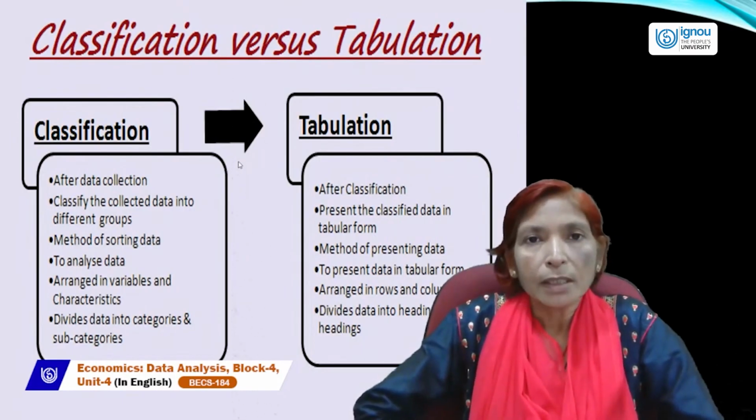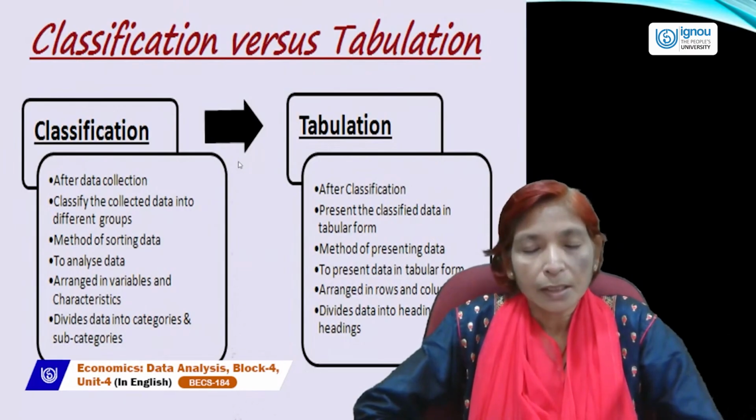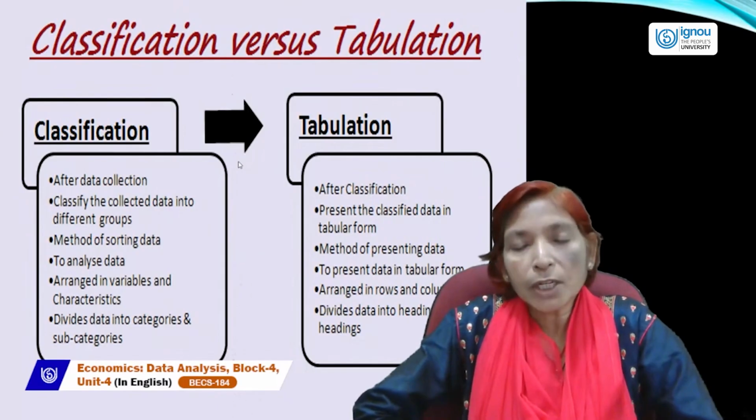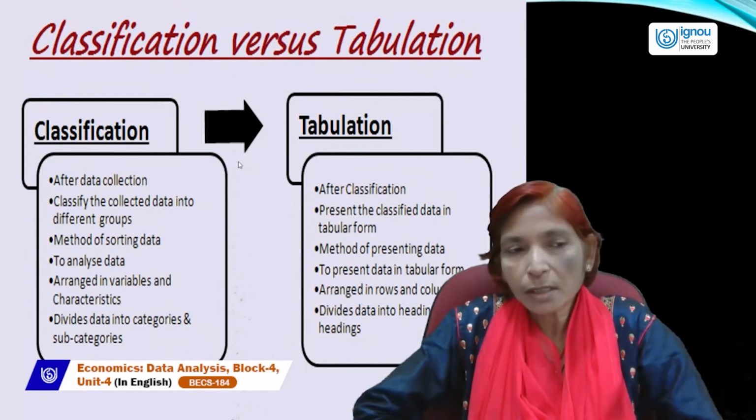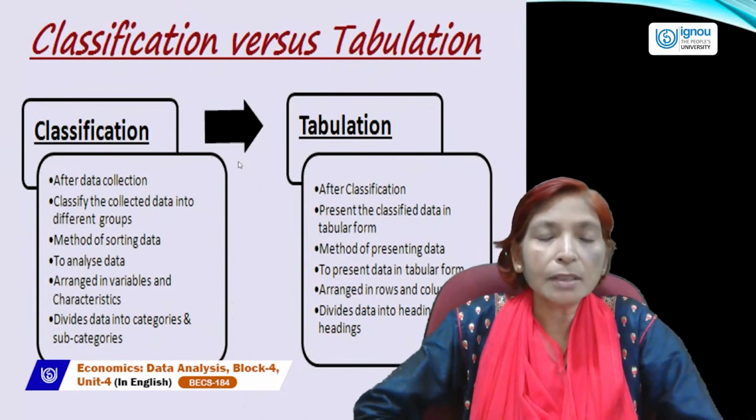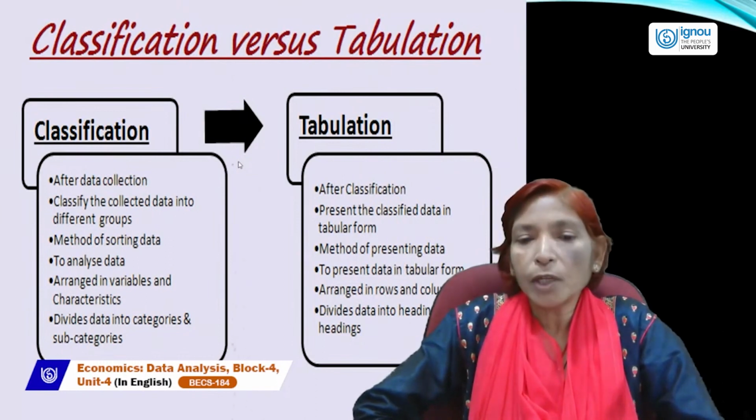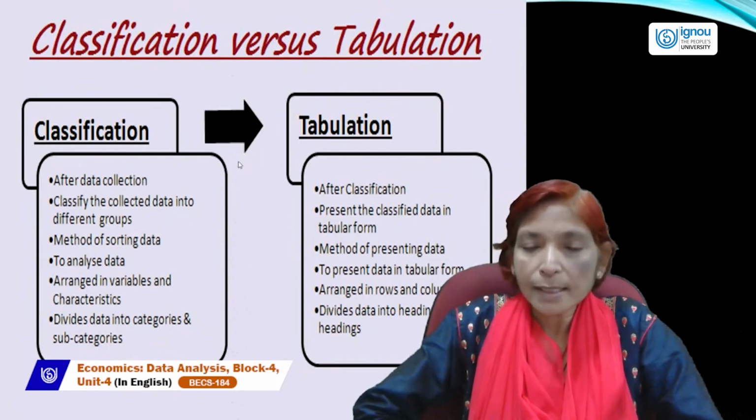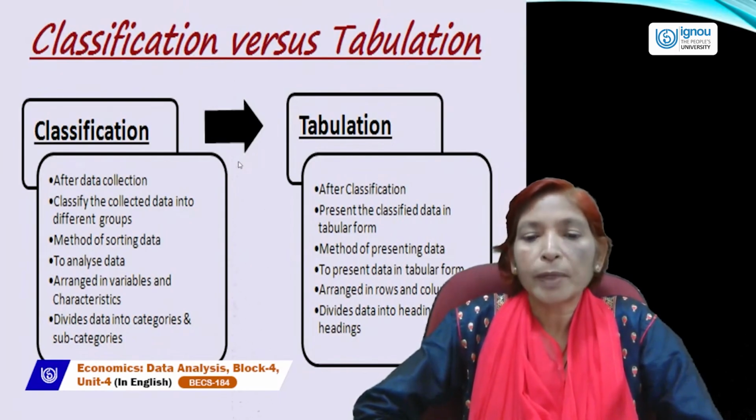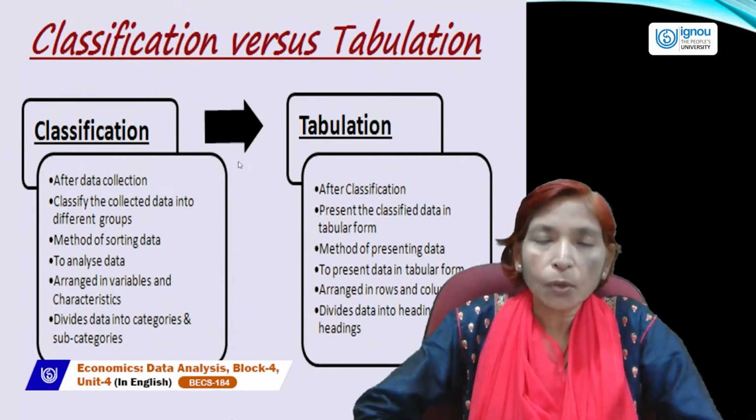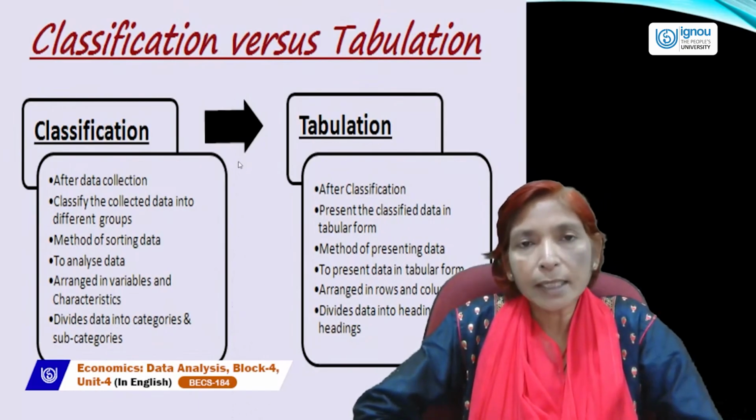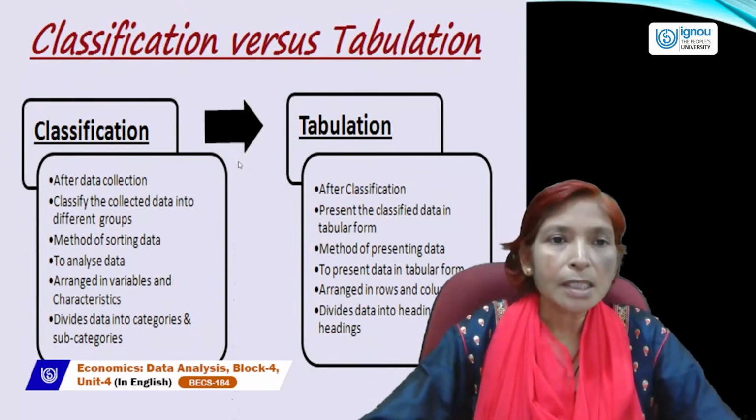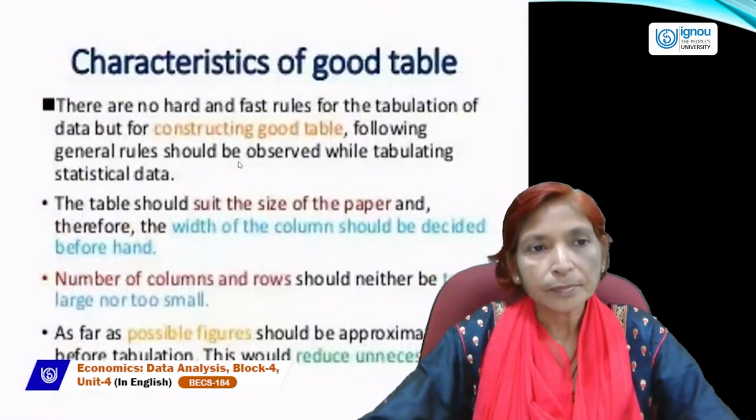But tabulation is the method which is used after classification. So tabulation is used after classification, but classification is used after data collection. And tabulation presents the classified data in tabular form. It is a method of presenting the data in rows and columns, and it divides the data into headings and subheadings. So this is the difference between classification and tabulation.